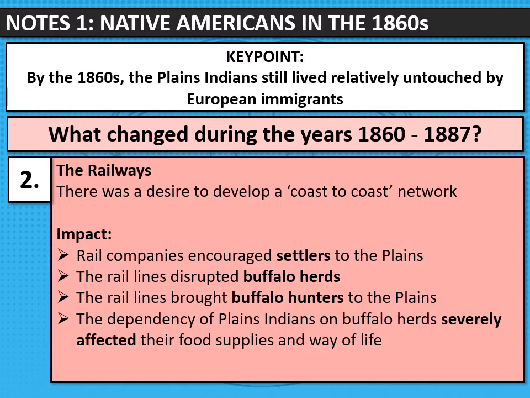Secondly, the rail lines disrupted buffalo herds, which means they were difficult to follow. And also the rail lines brought buffalo hunters to the plains, so that the southern and northern buffalo herds are almost completely wiped out by the late 1880s. Therefore, this dependency of the Plains Indians on buffalo herds severely affected their food supplies and their way of life.